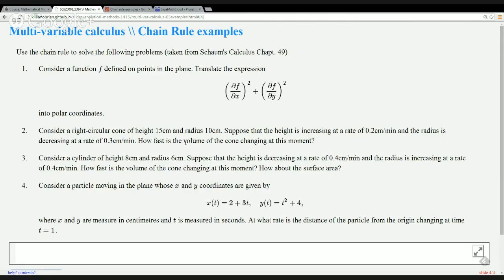So question 4, we've got a parametrized motion of a particle in the plane. Its x-coordinate is changing linearly with respect to time, but the y-coordinate is changing in a quadratic fashion with respect to time. So the motion of the particle is parametrized by t, as x of t is 2 plus 3t, and y of t is t squared plus 4.